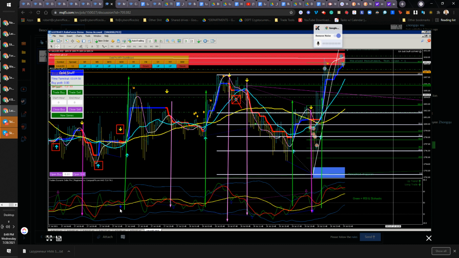Same thing here. Look, you got the green line crossing the yellow, red, and the 50. And then boom, we got a signal. And then we also have the HMA white. Now there's times that it crosses up on the 32 or down on the 68. It's kind of like the RSI 70 and 30, but it's 32 and 68.